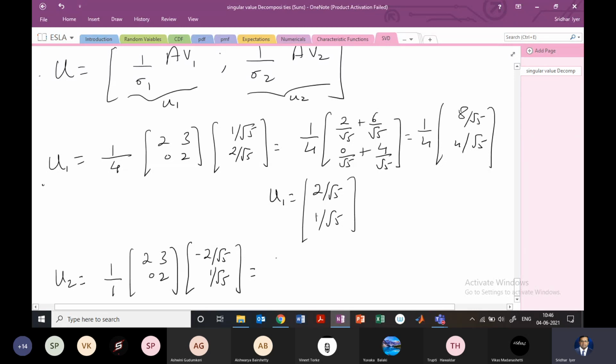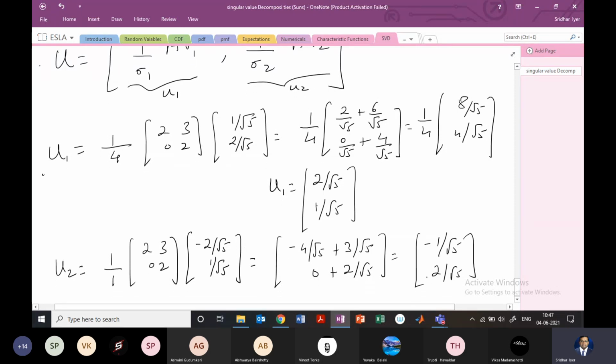Right? So we'll get 1. So I'll leave the 1 because you just multiply. So you get minus 4 by root 5 plus 3 by root 5, then 0 plus 2 by root 5. So we get minus 1 by root 5 and 2 by root 5. Are you getting that as u2?